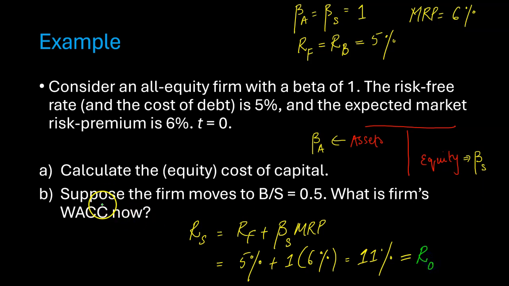All right, so part B. Suppose the firm moves to a debt to equity ratio of 0.5. What's the firm's weighted average cost of capital now? Rather than saying cost of capital, I'm now saying weighted average cost of capital. Means the same thing, but the point is that now there is going to be some debt. So the firm is moving towards part debt, part equity.